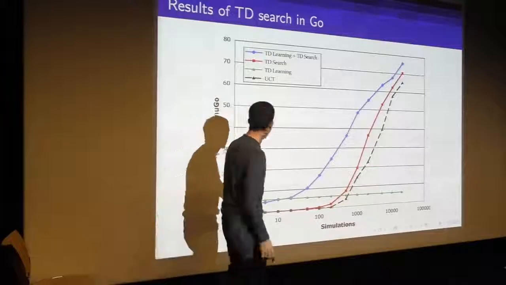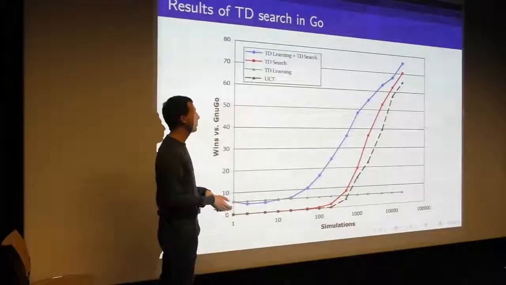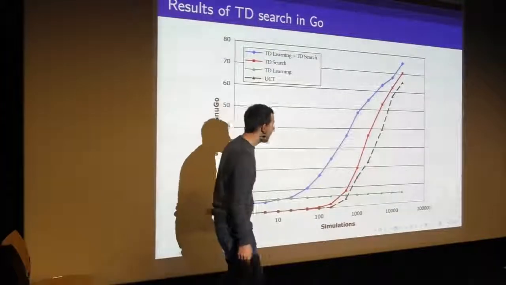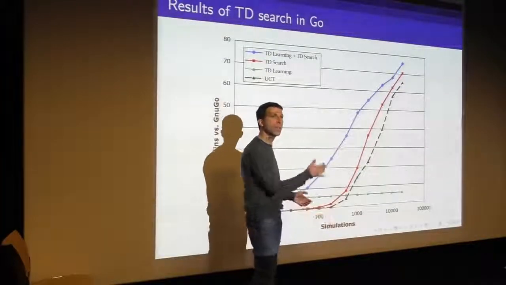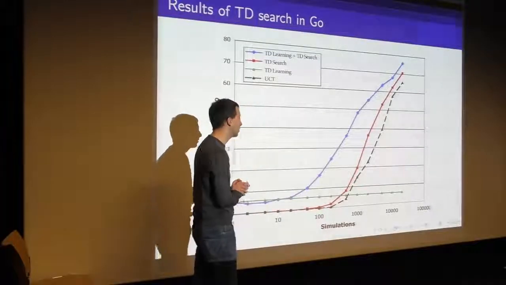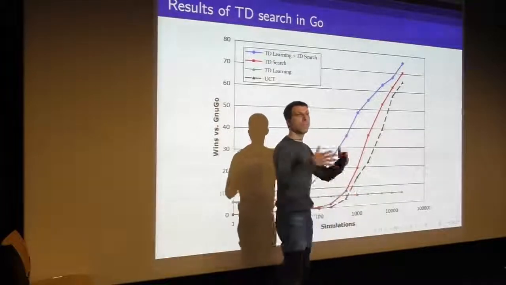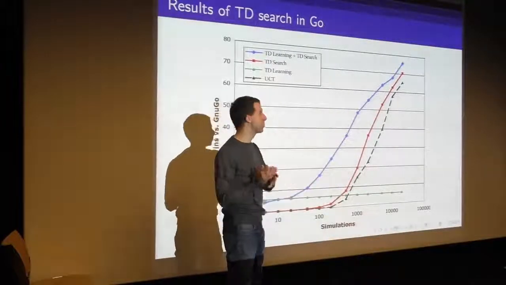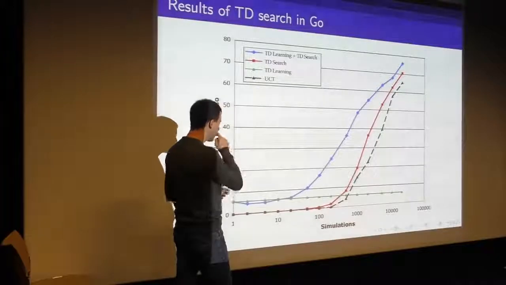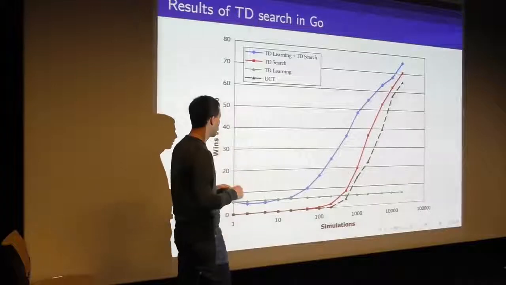So this y-axis is the winning rate against a standard benchmark program called NuGo. This x-axis is how much thinking time we do, like the number of simulations that we run before picking an actual move. This dashed black line is Monte Carlo tree search, the effective method we looked at before. And now what we see is what happens if we use temporal difference learning instead of Monte Carlo learning.